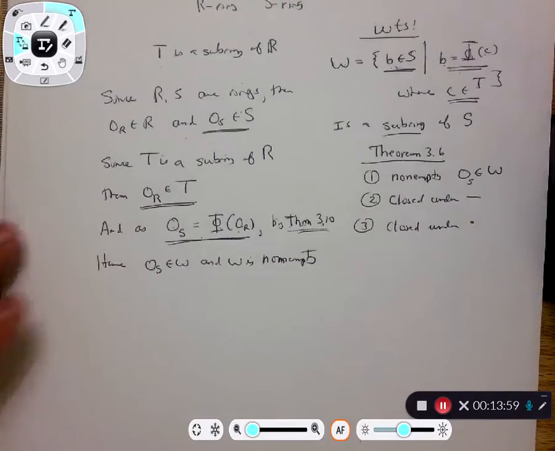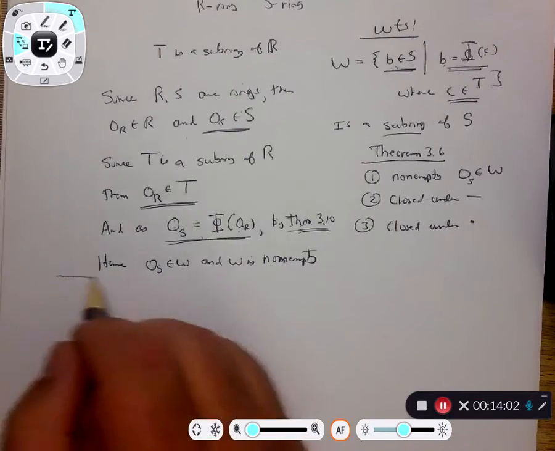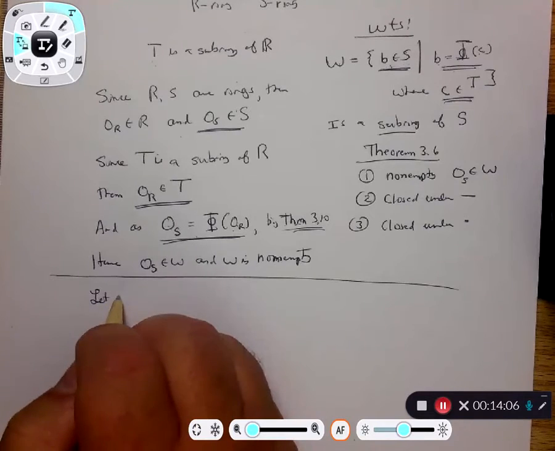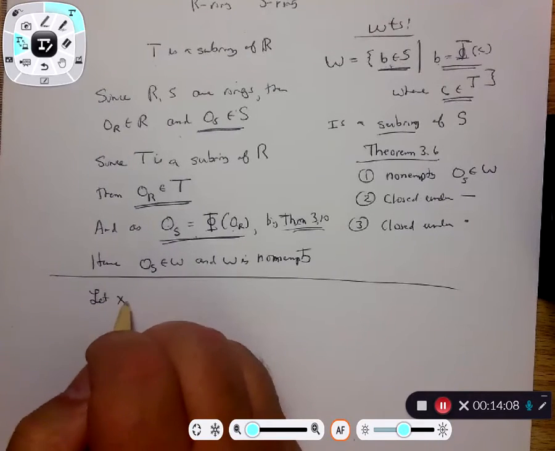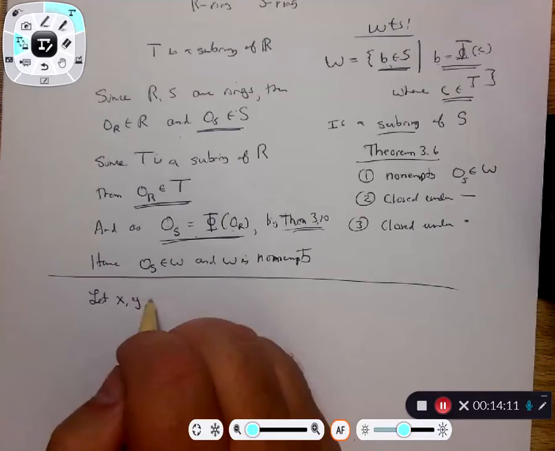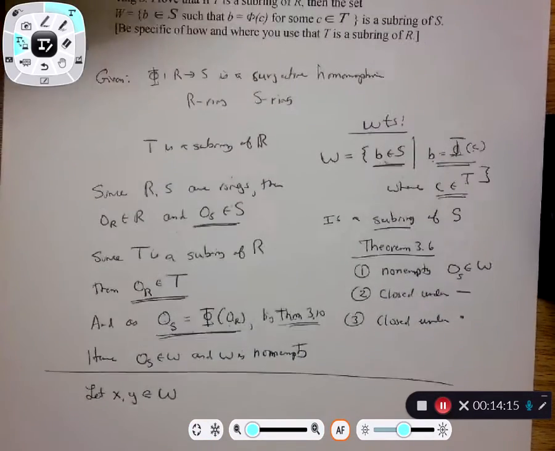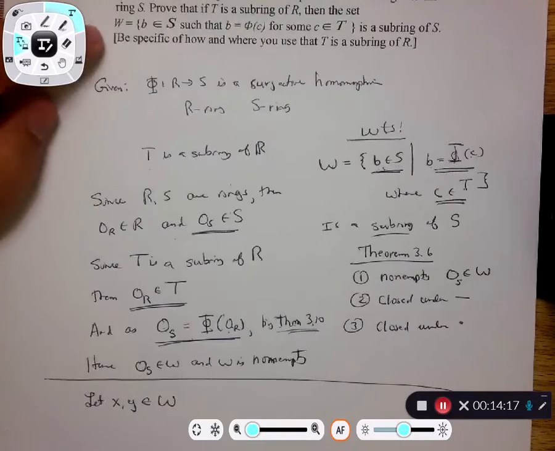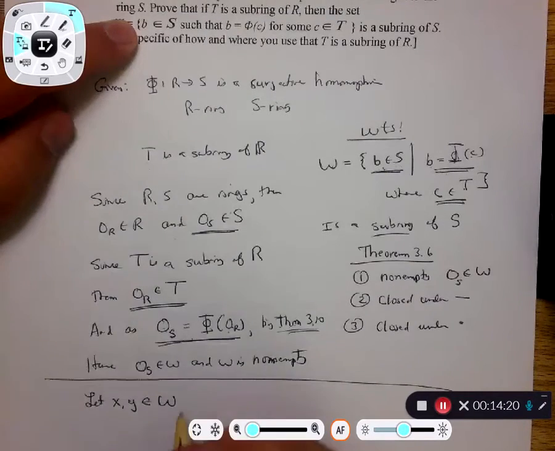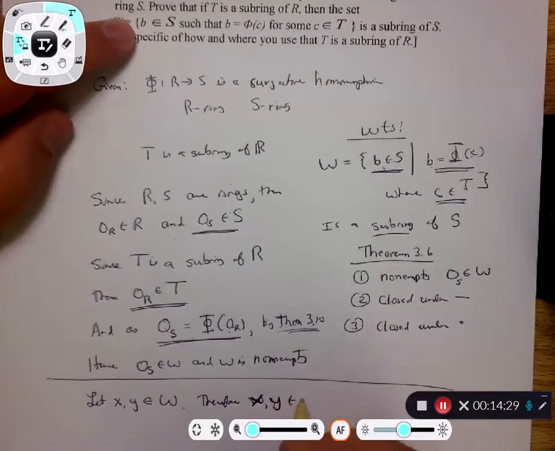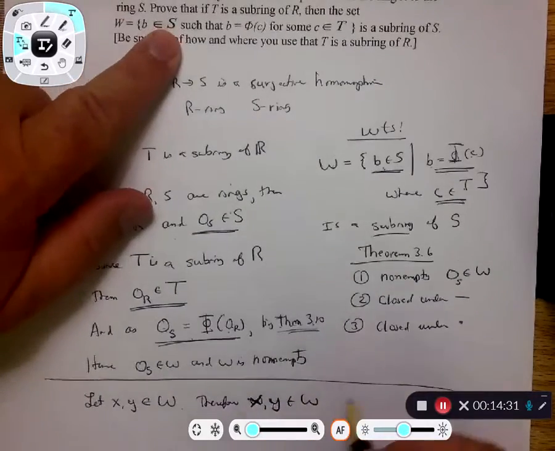Now, the closure under subtraction. So you always start the same way. You give yourself a couple of elements. Since you just proved it was non-empty, there's got to be some dudes there. Let x and y be elements of W. Immediately after that, you have to show me what it means to be inside of W. Where did you come from? Therefore, x and y are elements of W. That's where we came from.